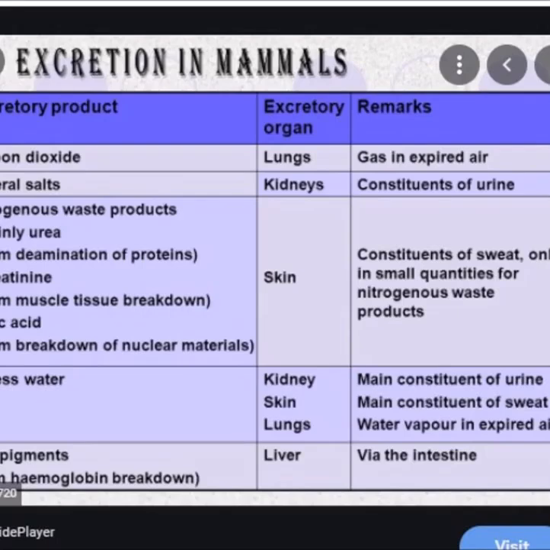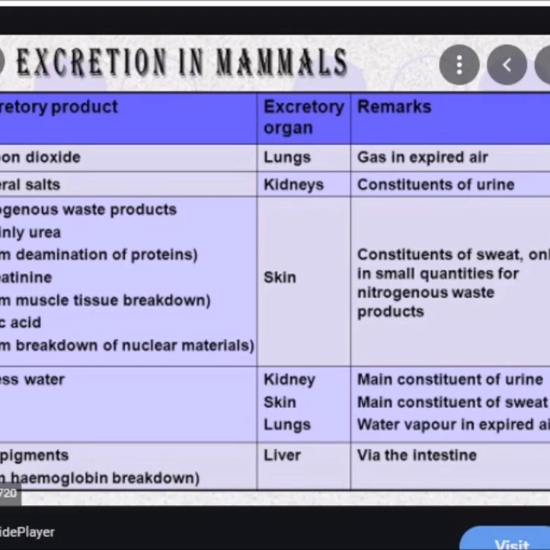Carbon dioxide is an excretory product, and the excretory organ involved in the removal of carbon dioxide is the lung, and the gas is removed by expiration. Another excretory product is mineral salts. Mineral salts are excreted through the action of the kidney, and they are constituents of urine.